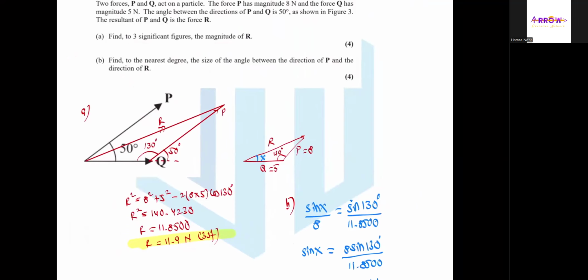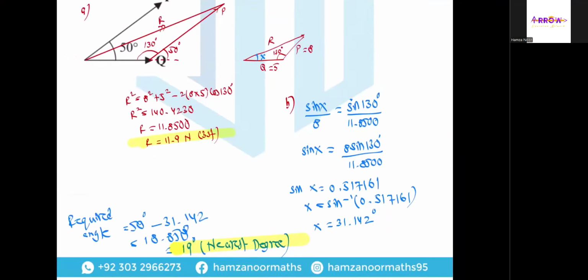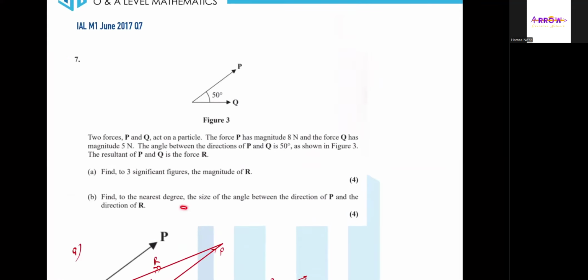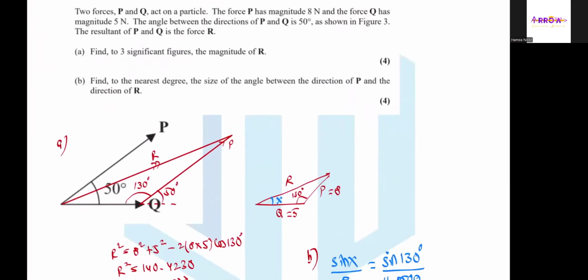Alternatively, we can do this by the other approach, which is done on the very next page, and I'll discuss that approach as well. In part B, we need to find, to the nearest degree, the size of the angle between the direction of P and the direction of R. We need to find this angle here. For that purpose, first I'm going to find this angle inside the triangle, which is angle X, which I've marked here.